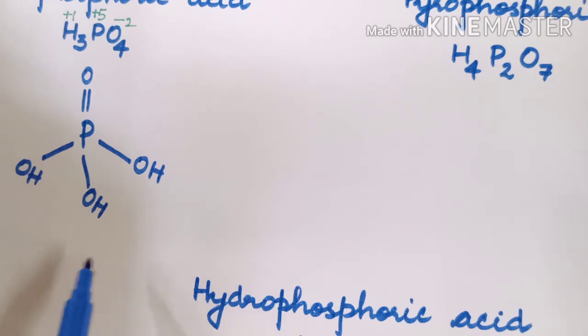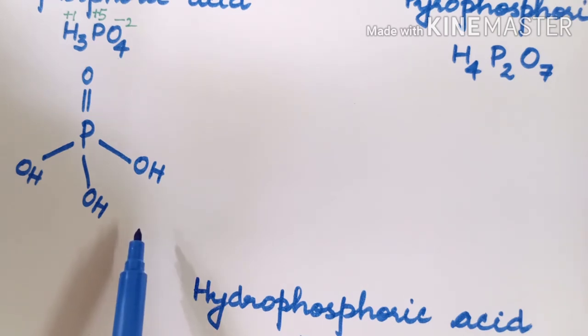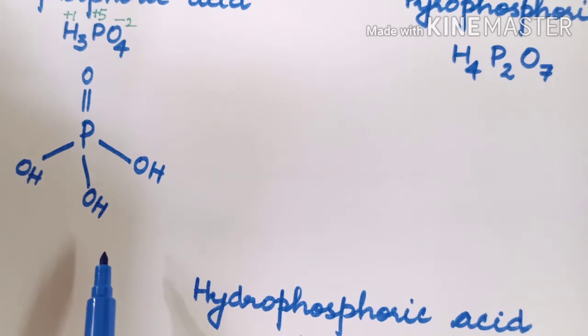Now tell me whether you are able to identify it as a reducing agent. Here we don't have P-H bonds. It is not a reducing agent. Instead, it can supply oxygen to others, so it can act as an oxidizing agent. How many replaceable hydrogens are there? You find it is 3, and so this is a tribasic acid.